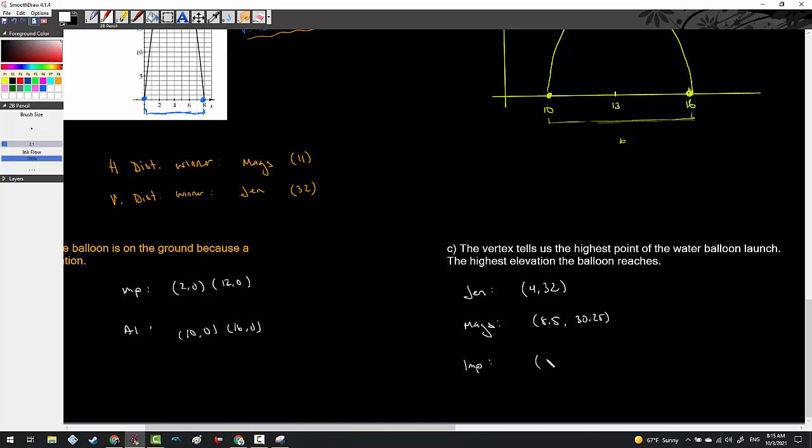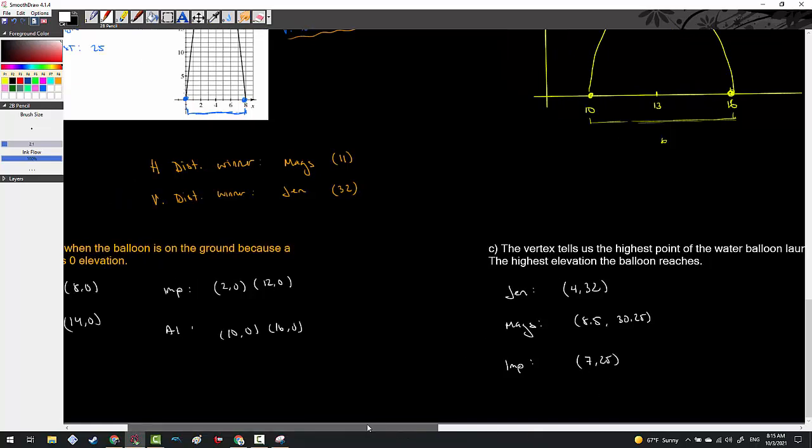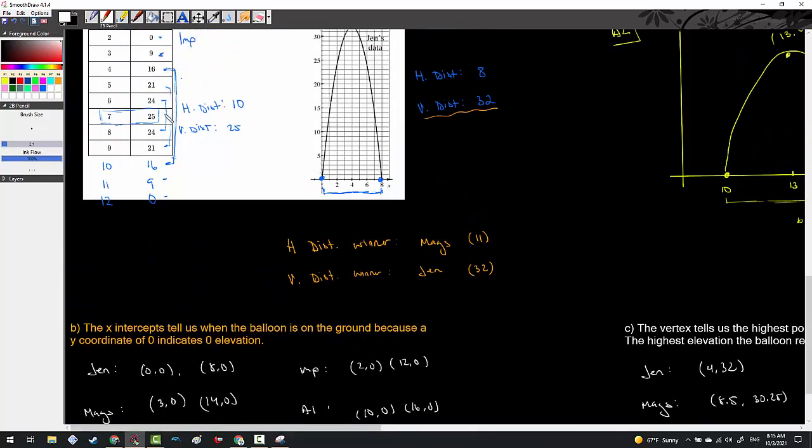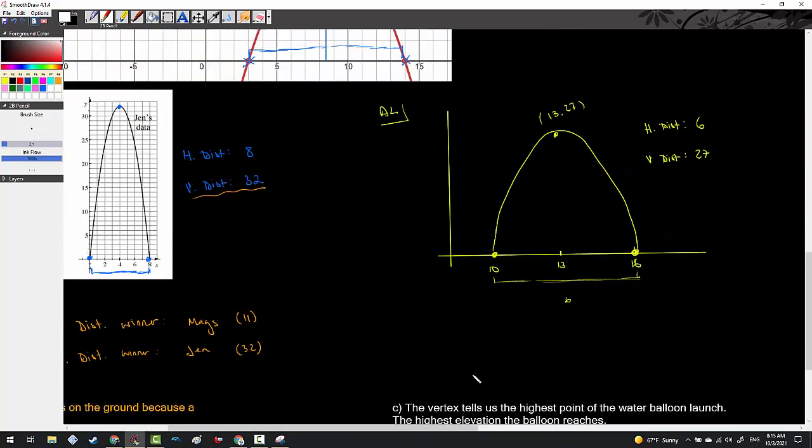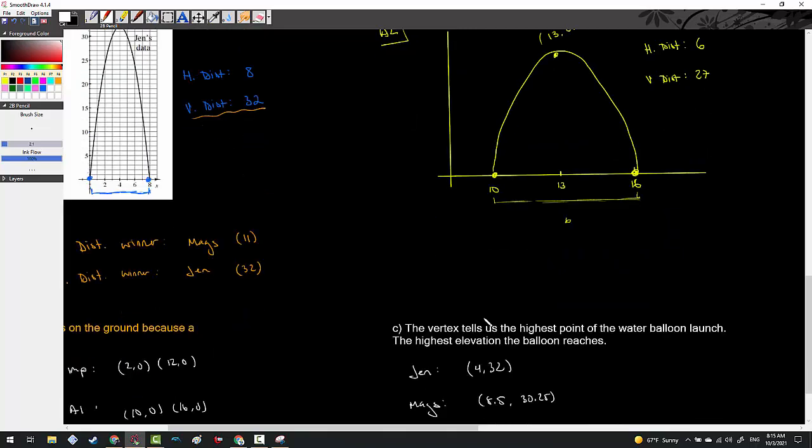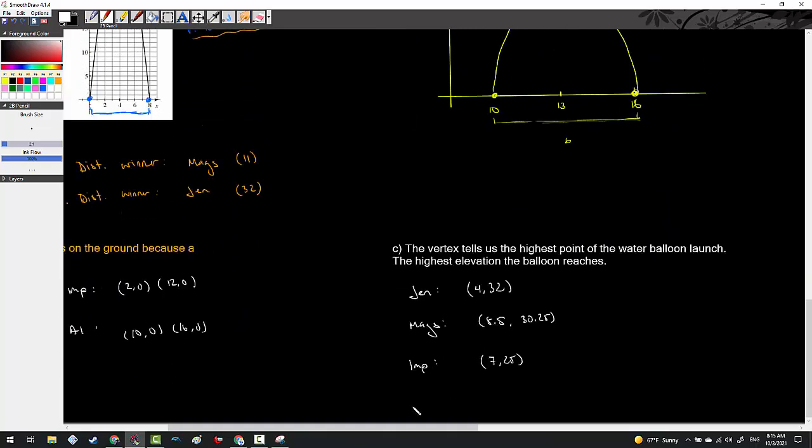Imp, if you look at his table, his is going to be at (7, 25). And again, we talked about that because that point of symmetry where things started to repeat, it was at (7, 25). And then, of course, we found Al's manually because we determined that his horizontal distance was 6, which meant the individual distances from the x-intercept to the vertex would be 3 each, so (13, 27). So here comes Al. (13, 27).